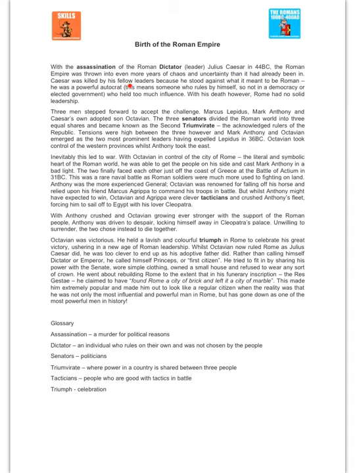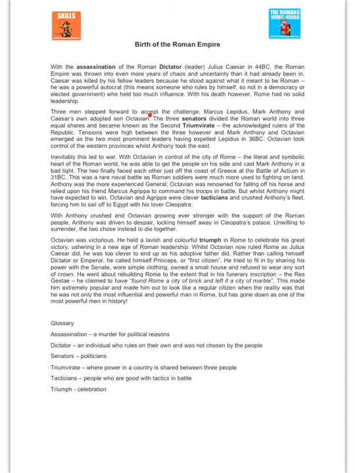Caesar was killed by his fellow leaders because he stood against what it meant to be a Roman. He was a powerful autocrat. This means someone who rules by himself, so not in a democracy or an elected government, who held too much influence. With his death, however, Rome had no solid leadership.